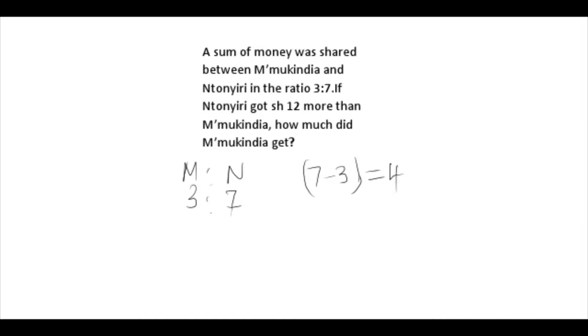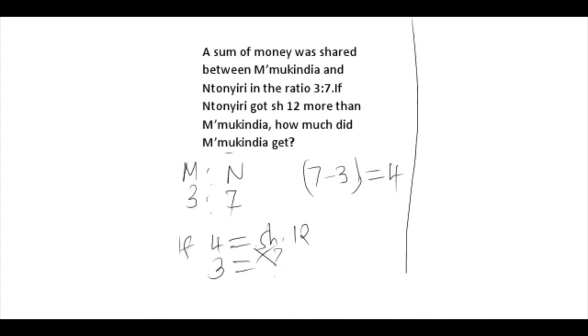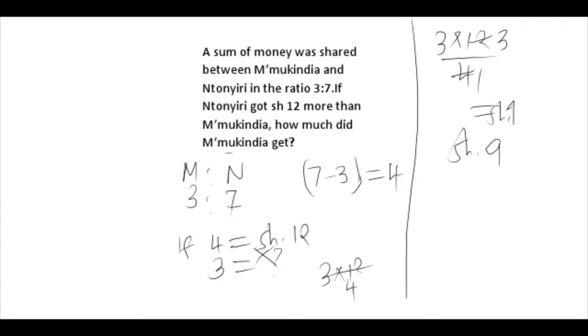Mukindia. So we have if 4 is equals to 12 shillings, what about Mukindia with 3 will be what? So we cross multiply. So we'll have 3 times 12 divided by 4. So 4 divided by 4 is 1, 12 divided by 4 is 3. So 3 times 3 gives us 9. So we have 9 shillings. So Mukindia gets 9 shillings.